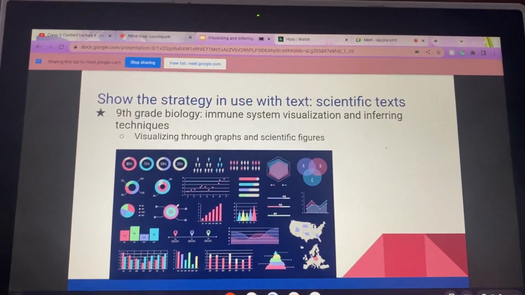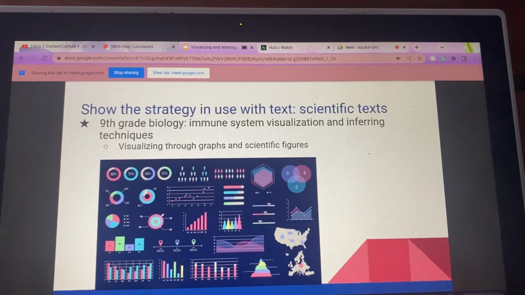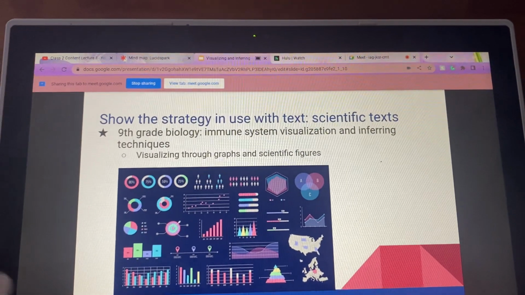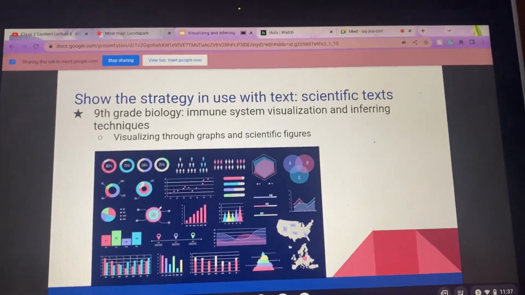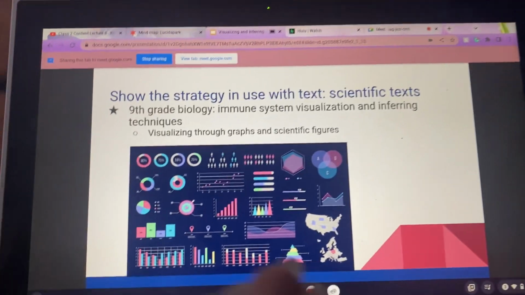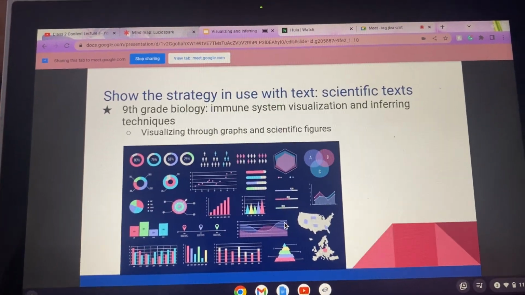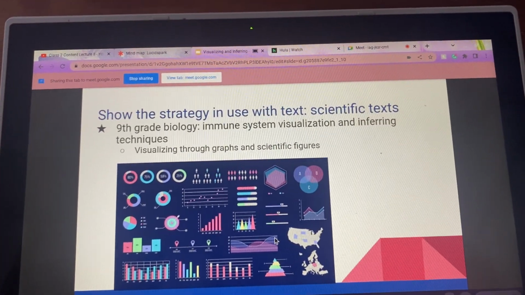Another great visual tool for science is just graphs and figures in general. Looking at cold hard data is kind of hard for anybody to process, so putting it in these visual graphs is very helpful for students to look at data and their findings.